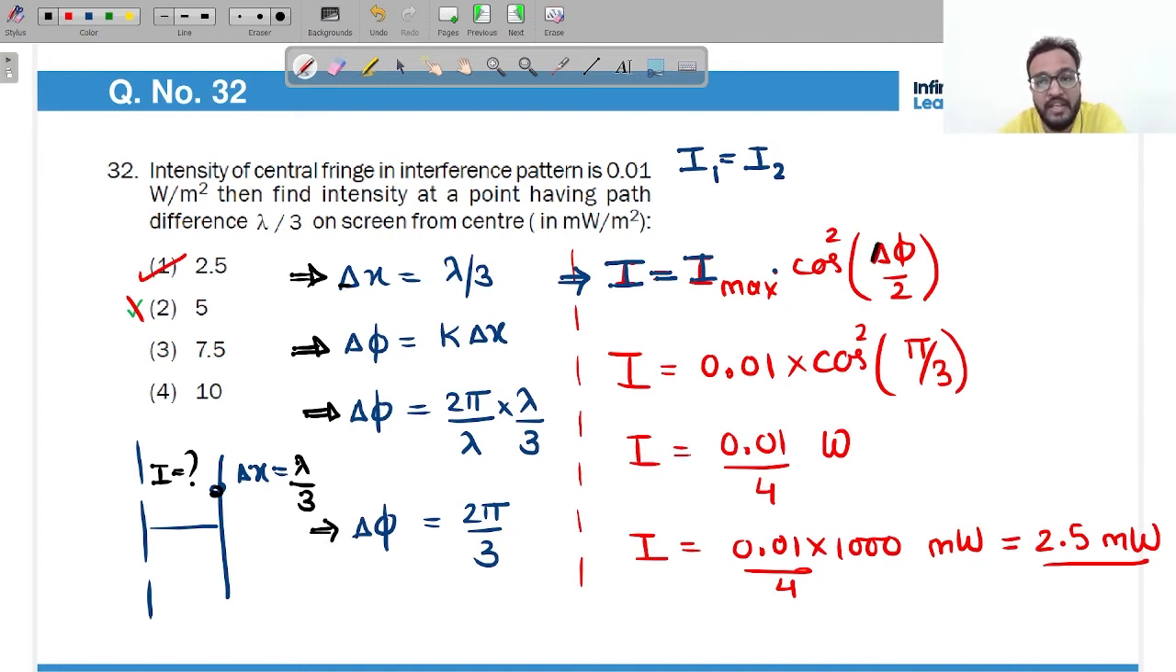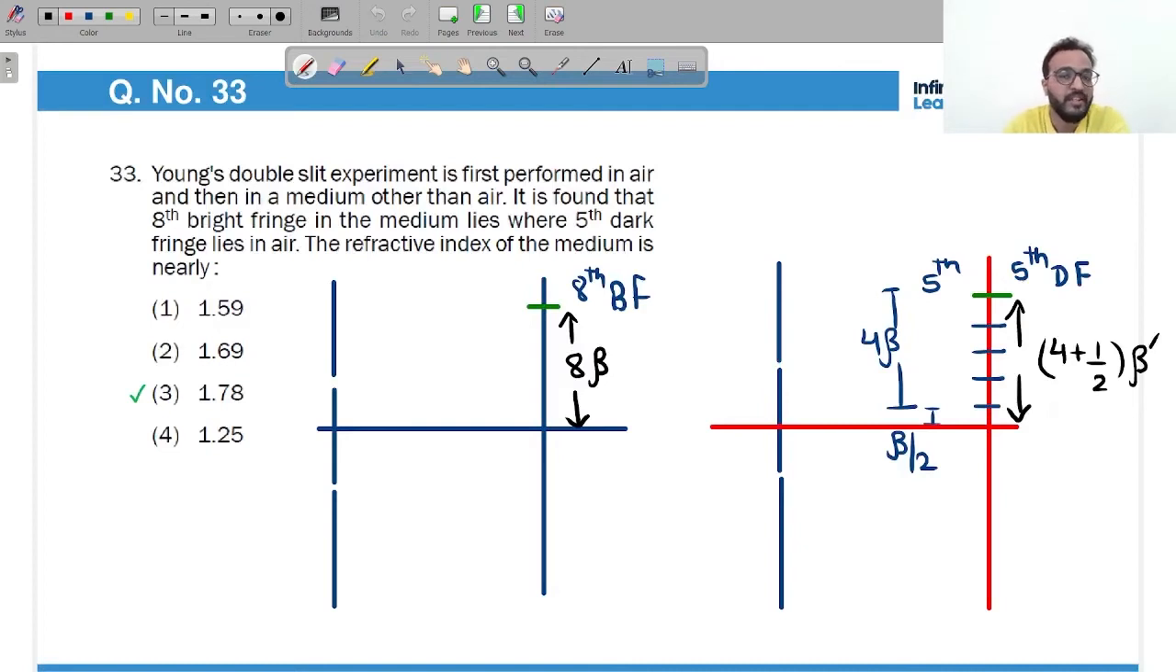Now we will put the value of delta phi in this equation in order to get the intensity at that point. So putting the values, we can say cos square of pi by 3 into 0.01. This is in watts per meter square, so it is milliwatts per meter square. How much? 2.5. Do you understand? After solving, we will get this answer. It is given as 5, but that is wrong. It is 2.5, right?